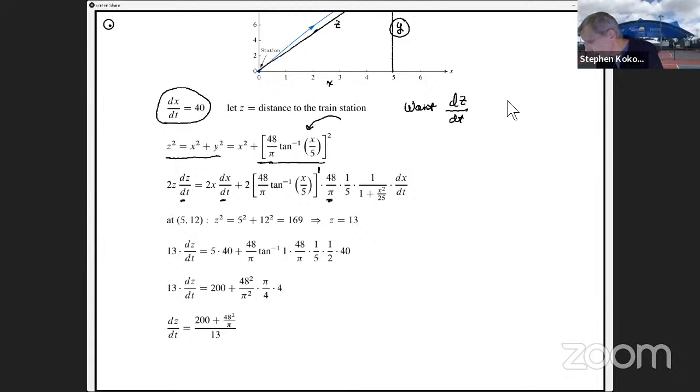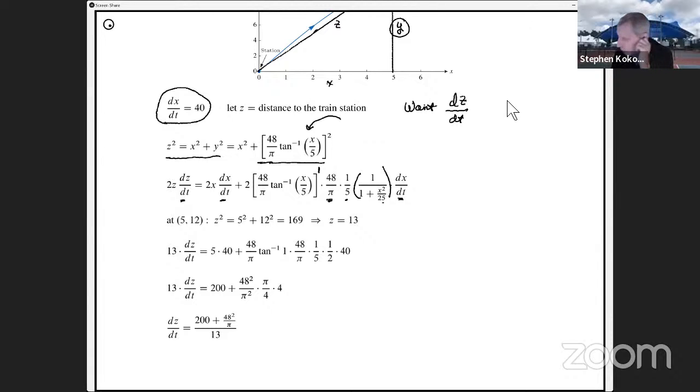Let's see, the derivative of the inverse tangent of an argument is 1 divided by 1 plus the argument squared, there it is, times the derivative of the argument, 1/5, times the inner function's derivative, dx/dt. Holy Toledo.